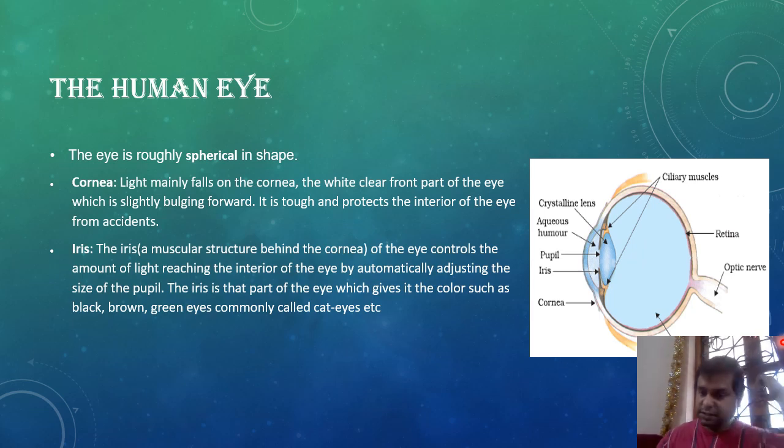Next comes the iris. Have a look where the iris is. The iris is inside. Now we were talking about the outside part, the cornea. The iris is inside. It is a muscular structure behind the cornea of the eye. And what does it do? It controls the amount of light reaching the interior of the eye by automatically adjusting the size of the pupil.